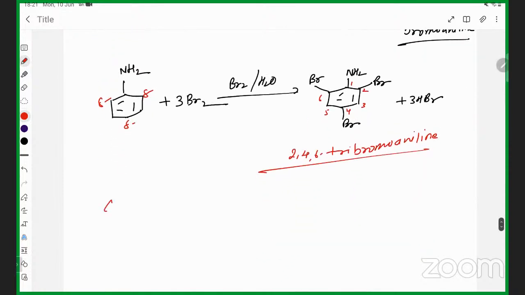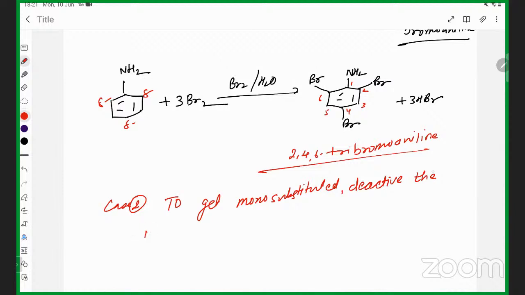Now case 2, to get the mono-substituted product, what do we have to do? We have to deactivate the NH2 group by acylation with acetic anhydride.